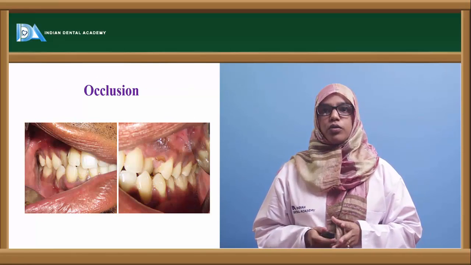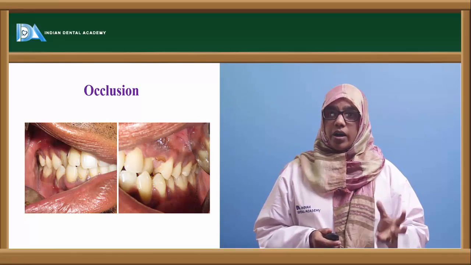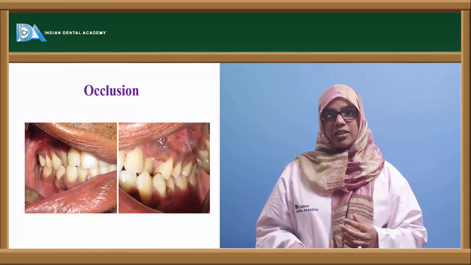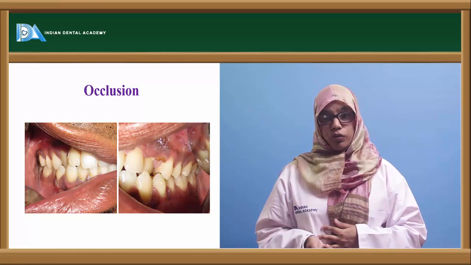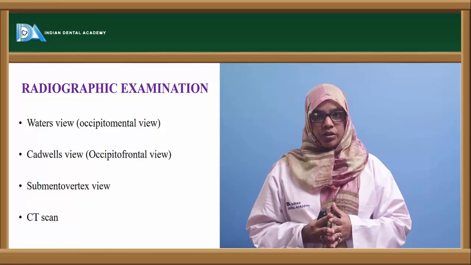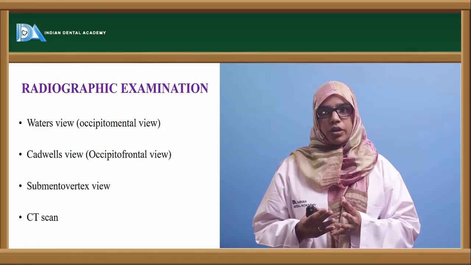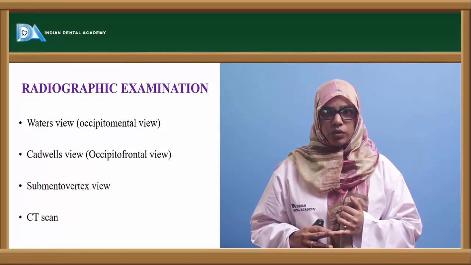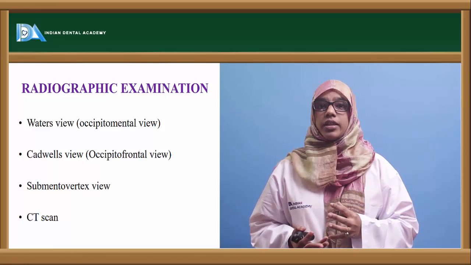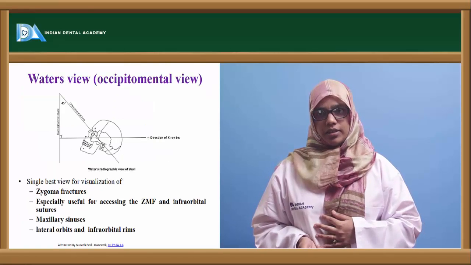On occlusion, the occlusion looks stable. Wherein there is marked depression, there will be posterior gagging. So you will have one cross bite and the other open bite. But here in this case, the occlusion is normal. Now what are the radiographs that you need to do? We start with a conventional radiograph, like you could do a PA Waters view, Caldwell's view, submentovertex view, and the most advanced technique, that is CT scan or 3D CT scan.